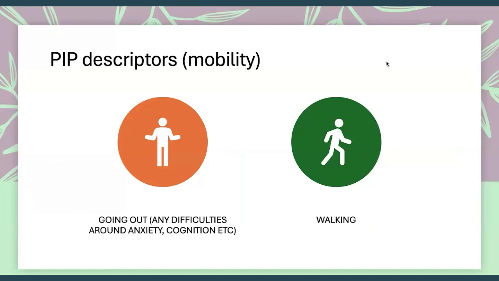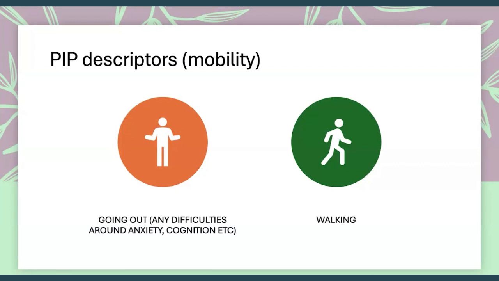And in terms of the mobility, it looks at any difficulties that one would have going out. So, for example, if someone was too anxious to leave the house and would need support, or due to a cognitive difficulty, they would have restrictions in following a familiar route or a new route and would need assistance with that. That's what that particular activity looks at.